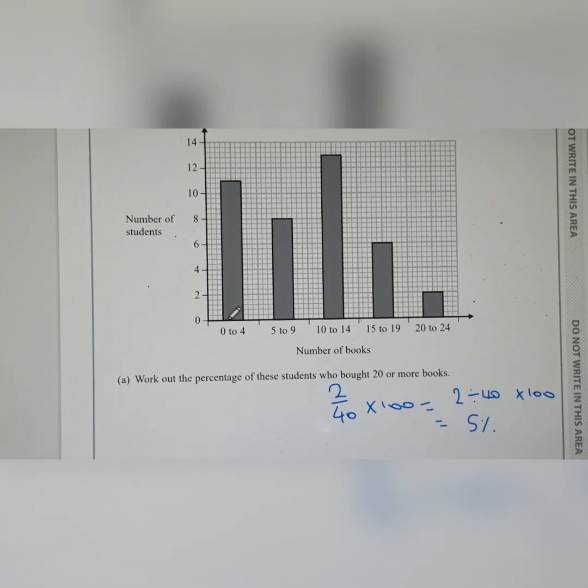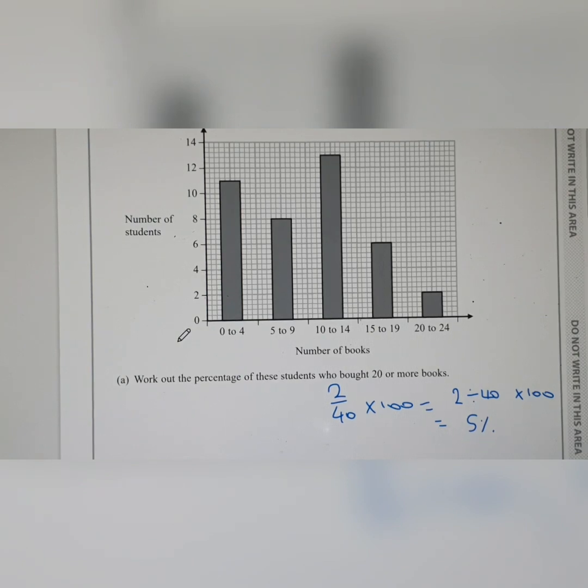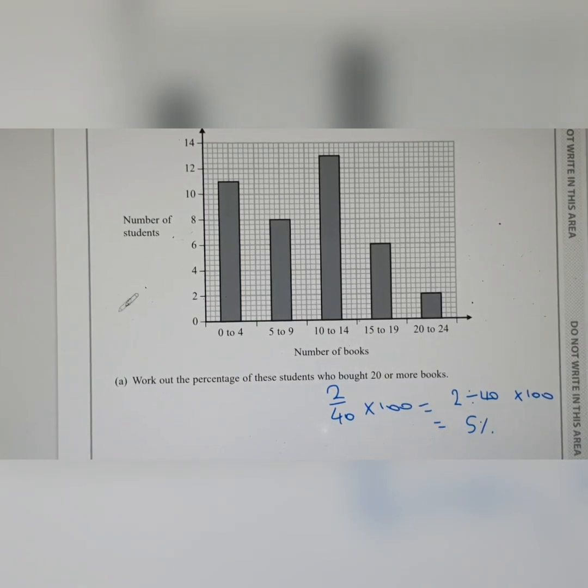So for 0 to 4, the number of students was 11.5. This is going from 10 to 12, so this would be 11, and then it's just halfway. You would need to find the midpoint of 0 to 4, because this is a range of numbers. So you would do 0 add 4, which is 4, divided by 2, 2. So you would use 2. Actually, I'm just going to write on this page.